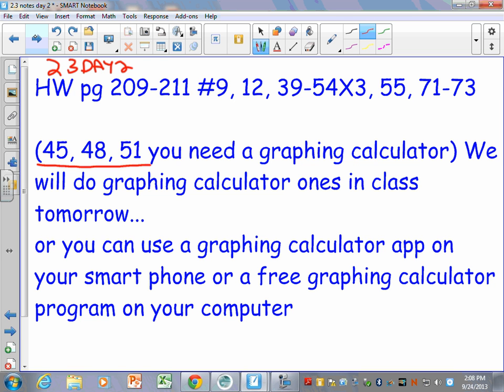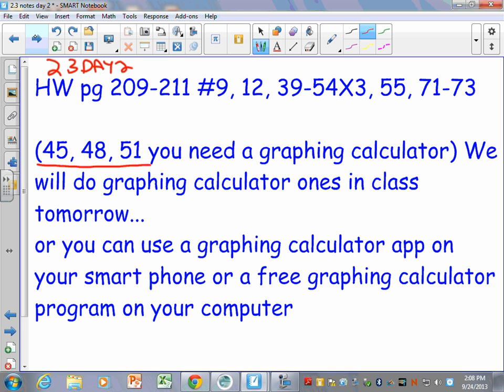Leave a spot in your homework if you want, or just wait and we'll do them at the end of your homework tomorrow. Or if you get super excited, you can look them up tonight on your own graphing calculator, if you have the app on your phone, or you look one up on the computer, but just wait till tomorrow. I'm fine with that. But don't do those yet, 45, 48, 51.